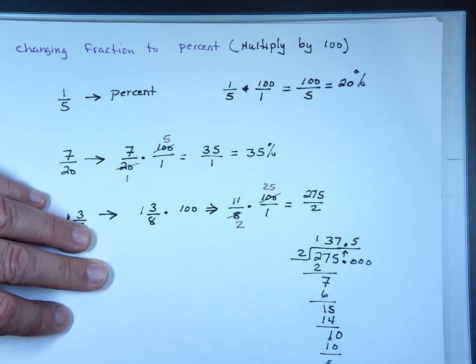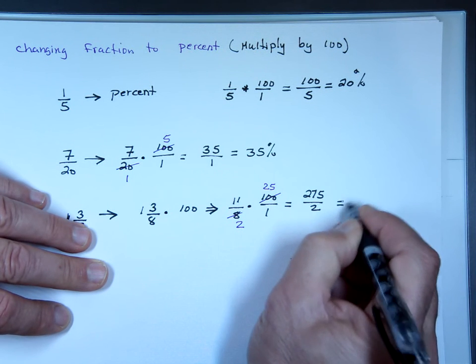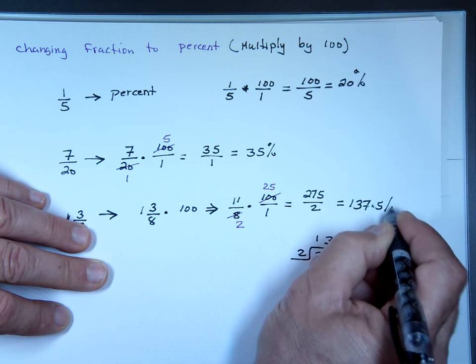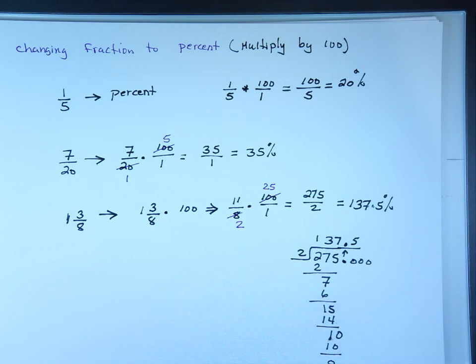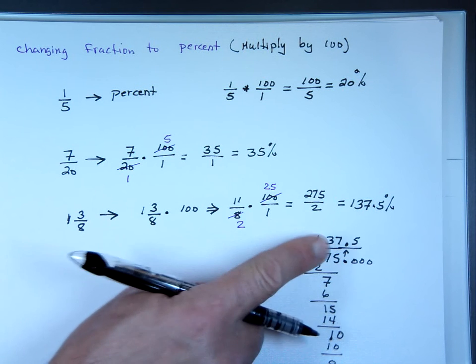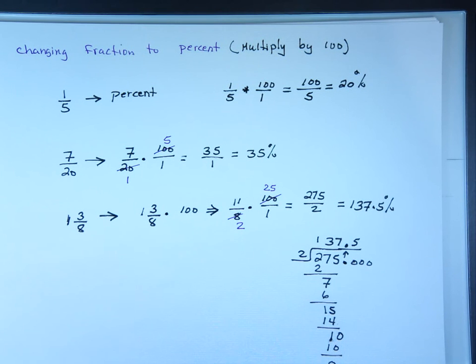So that is 137.5%. Or you can write that 137, there was a remainder of 1. 137 1/2%. I could have left it like that too.